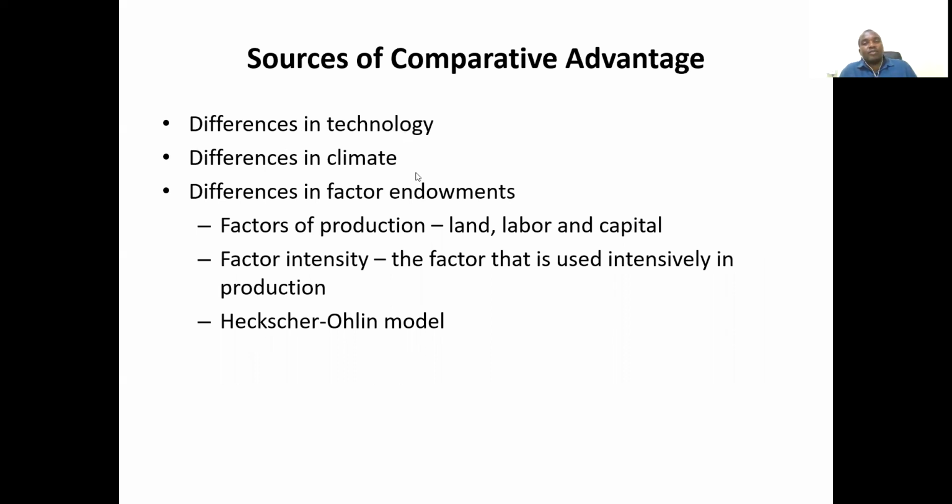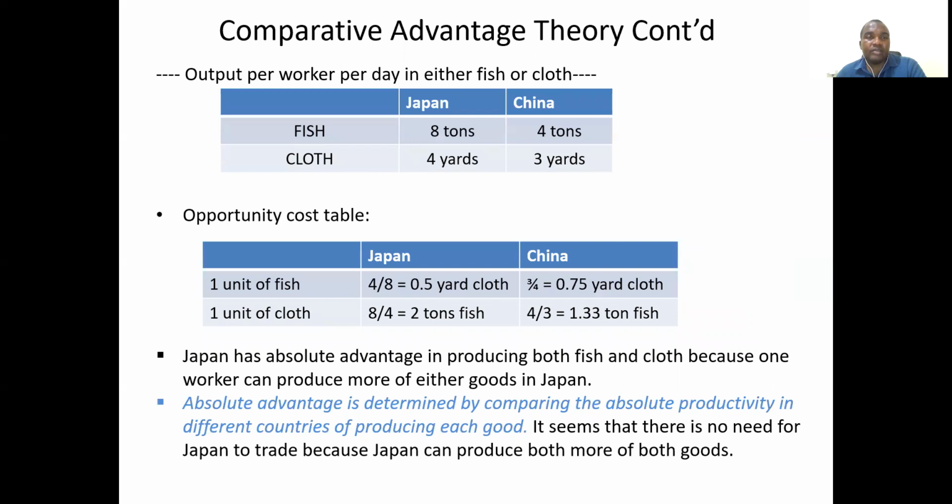So what are the sources of comparative advantage? Number one, differences in technology. Number two, differences in climate. Number three, differences in factor endowments: factors of production such as land, labor, and capital. Factor intensity is the factor that is used intensively in production. And these ideas are captured in the Heckscher-Ohlin model. And then there are other models of international trade. But today, we just focus on the simple two-country, two-products model, which was propounded by David Ricardo.